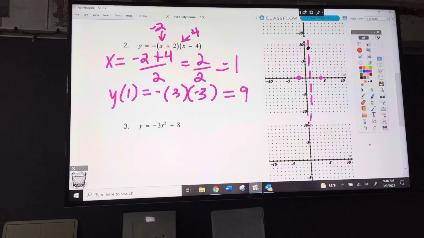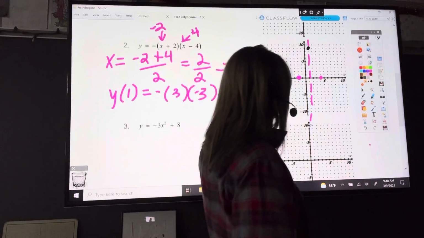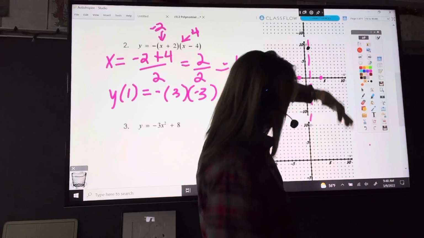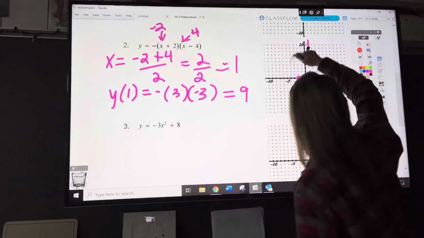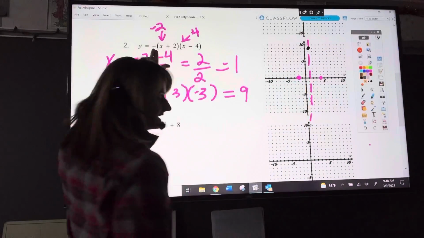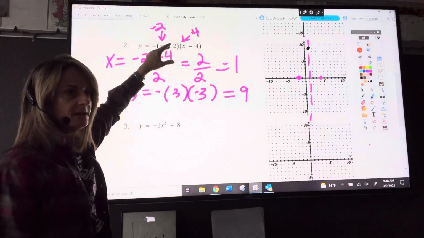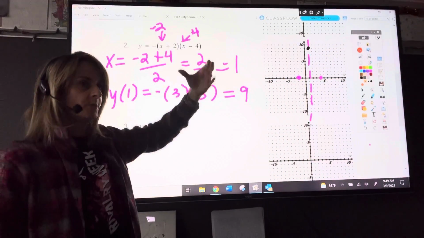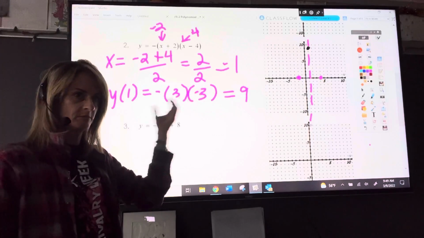And that makes sense because the graph of this quadratic, the parabola, is opening down. If I draw it, it's going to go this direction, which makes sense because the leading coefficient is a negative. The negatives open down, the positives open up. Remember that?